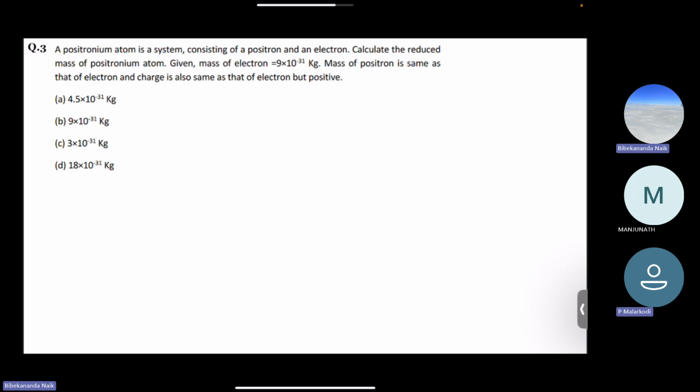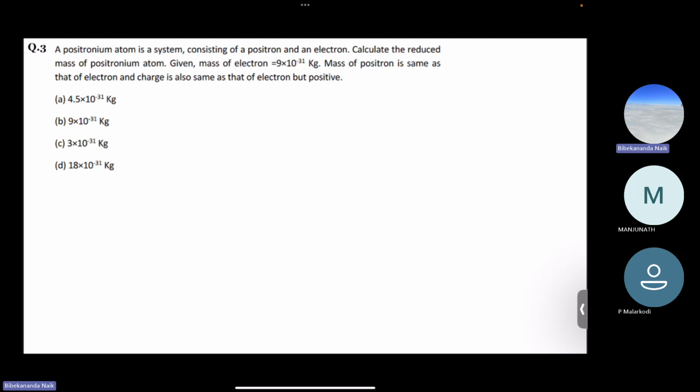Sir, usually for Einstein's mass-energy equation, we say E is equal to mc square, where c is the velocity of light, 3 into 10 to the power of 8. Why are we mentioning it as c square, sir? That is why we are adding square there.